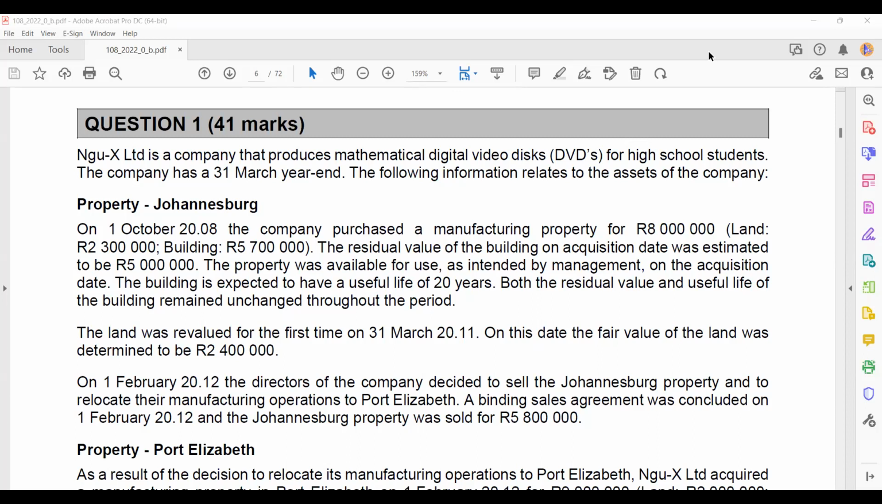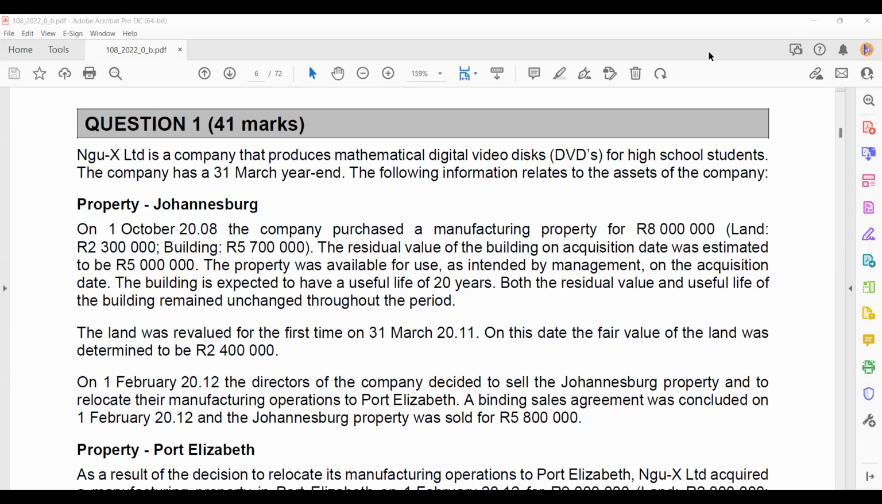So in this video, we're covering question 1 of TAT letter 108 of 2022 for FAC 3761. The structure of this video: I'm going to read through the scenario, highlight some important points, and then answer the required in Google Sheets. Okay, so let's jump straight into it.